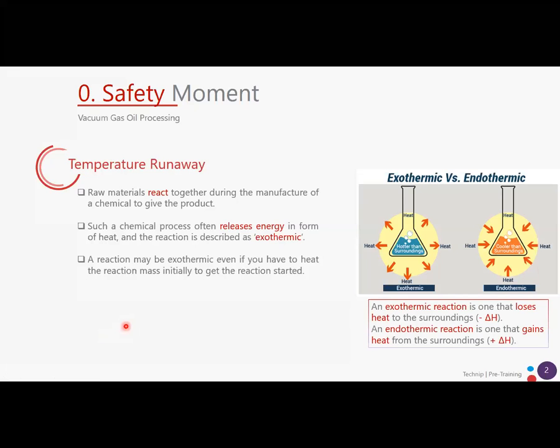So here you see the definition. As you know, the exothermic is one that loses heat, and the endothermic is one that gains heat from the surroundings. Okay.